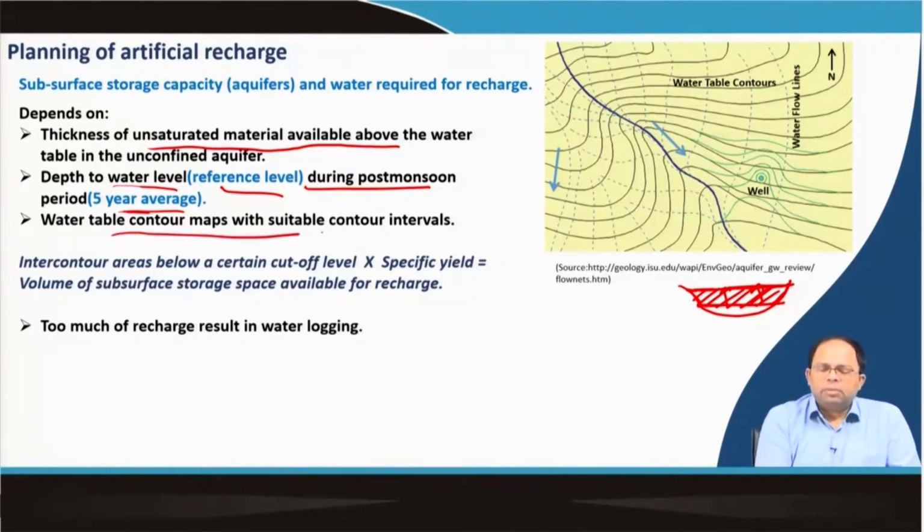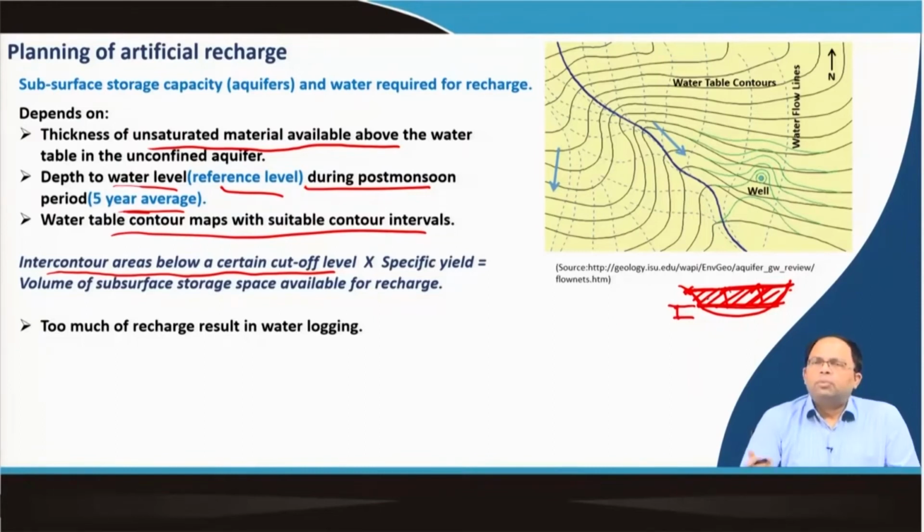Then water table contour maps with suitable contour intervals are prepared, and what we determine is the intercontour areas below a certain cutoff level. That means, say this is the reference level, this is after monsoon, we find that the groundwater table over here. Then we can say what is the cutoff level, let us assume that we want to take groundwater up till this particular level. So, this is the cutoff level. So, in between this intercontour area, how much water could be stored, that is what we are determining.